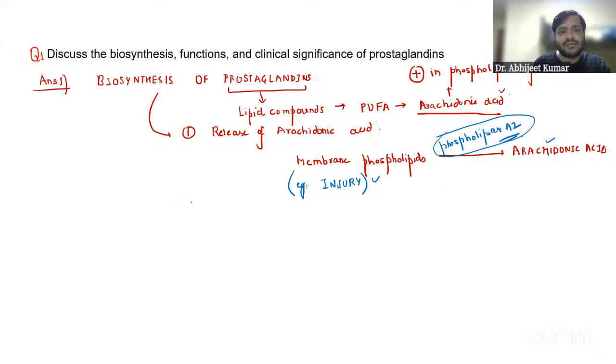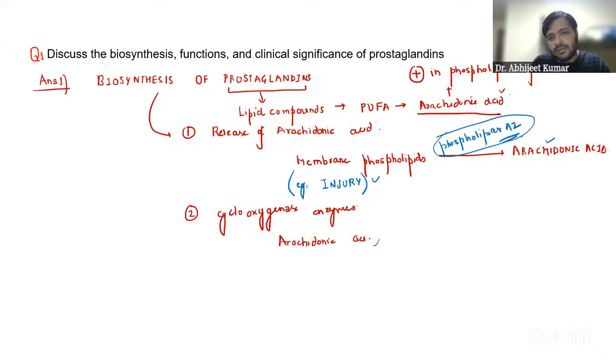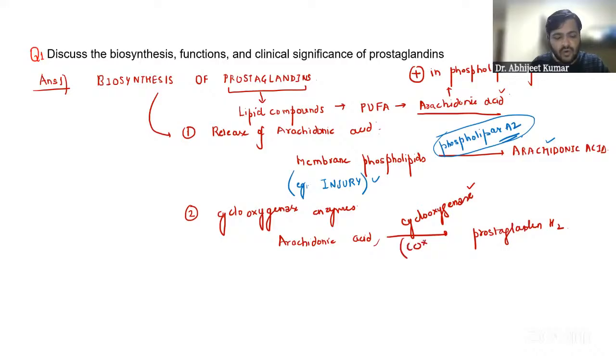Now we have the second one, that is the cyclooxygenase enzyme. What happens? This arachidonic acid is converted into prostaglandin H2 by the help of the cyclooxygenase enzyme. These are also called the COX enzymes.